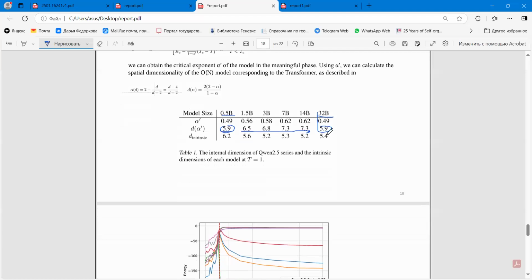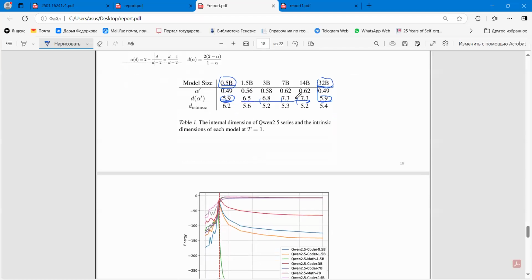Okay. Yes, these are some strange results for me too, because they didn't explain why we have equal values for the smallest and the biggest model size. Well, just numerical results, right? Yes, and this D and intrinsic D are not equal for me, but they say it's the inverse. Mhm. Okay.